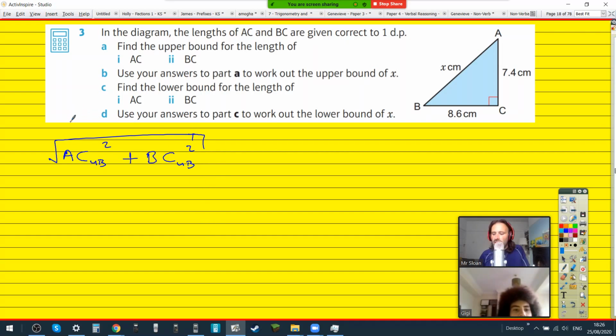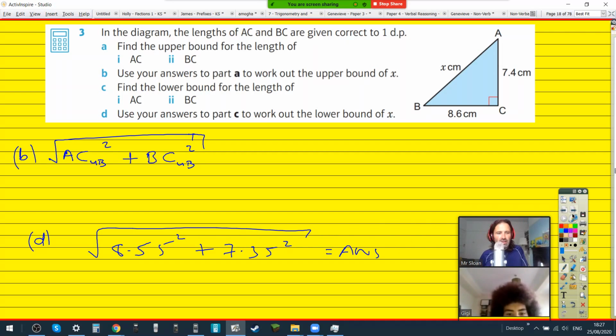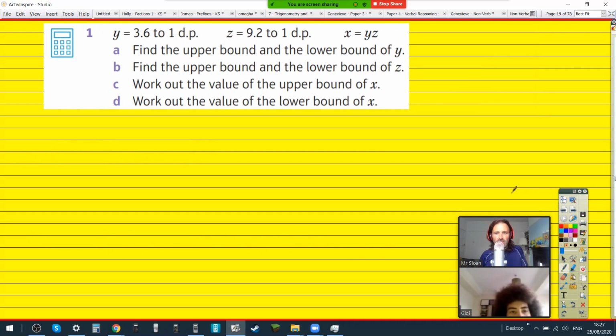How would you do D? Use part C for it. You would just find the lower bound. So it'd be the square root of, I think, 8.55 squared plus 7.35 squared. And that would be your answer. Okay, that's fine. Nothing special there.